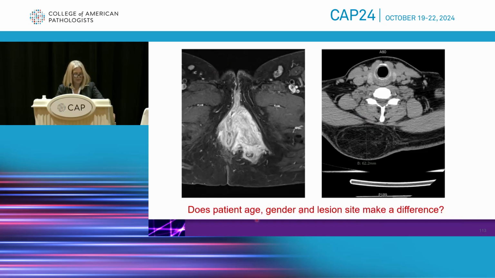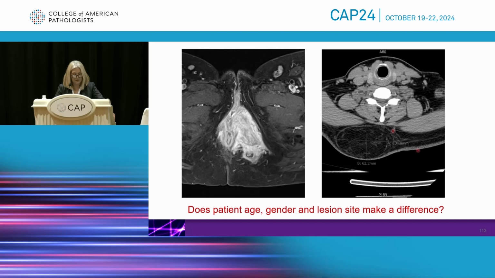And of course, does patient age, their sex, and lesion site make a difference? And the answer is yes, it does, of course. So here is a bright on T2 infiltrating lesion in the lower pelvis of a, let's say, younger woman. And this is an aggressive angiomyxoma. You can tell a lot just by the site and patient characteristics.